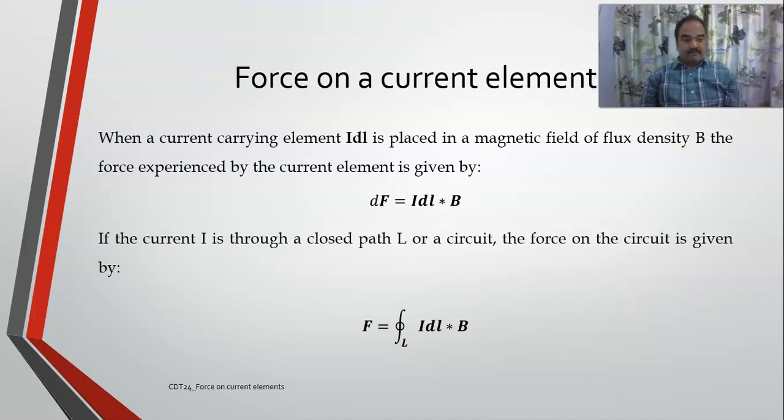First of all, let's have a quick recap of what we did in the very first class of unit number 3. We have seen that when a current carrying conductor, let us suppose I'll name it as I dl, which means there is a conductor which is carrying a current, and I'm considering only a small portion of that one, dl. So this particular portion is called as current elements. If it is placed in a magnetic field of flux density B, this is also a vector, then the force experienced by the current element is given by this particular formula.